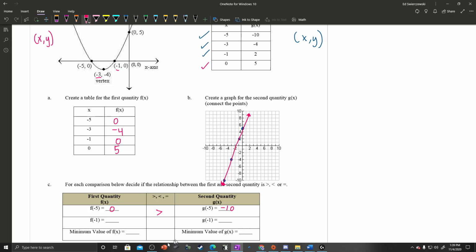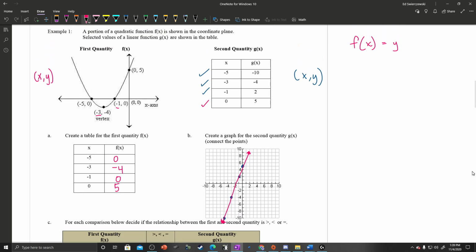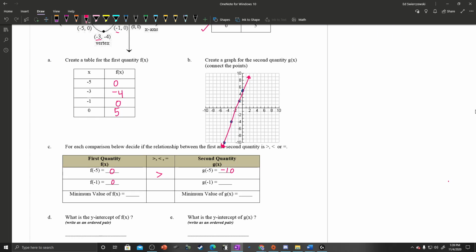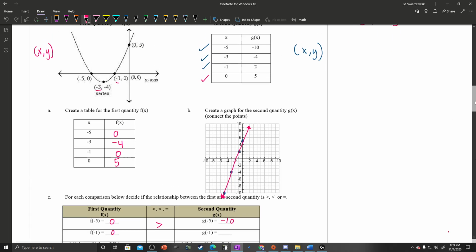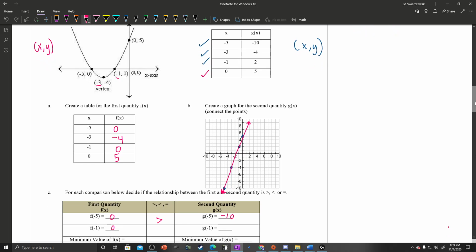F of negative 1, so again, look at that table. F of negative 1, find the input of negative 1. What is the output? 0. Same thing for g. Find the input. Let's scroll up a little bit here. G of negative 1, so find the input, negative 1. What is the output? 2. And then we can compare these again. So g of x is actually larger at that value. 2 is larger than 0.